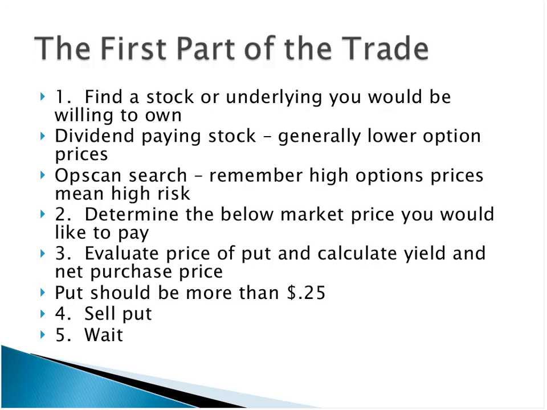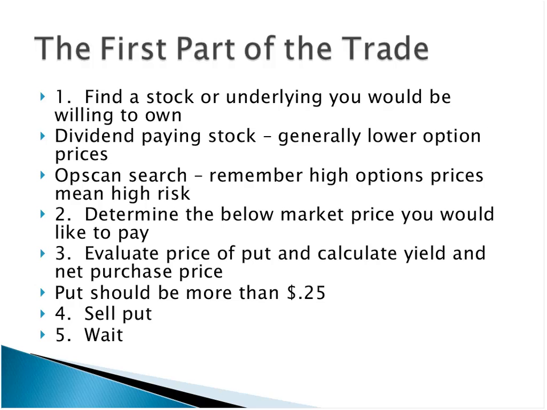I look at strike prices of puts that are below market. And then moving into point number 3, I evaluate the price of the put and calculate the yield and net purchase price. So for example, if I've got a stock that's 80 and I'm thinking I'm going to be happy buying this at 70, I'll look at that 70 put. If I can sell that 70 put for 50 cents, I'll do it. I mean, I may do it. That's what I'm looking at.